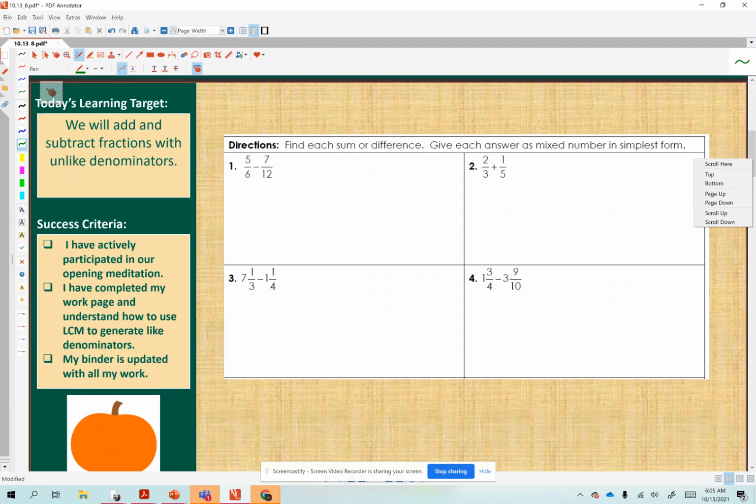So what I need is the LCM of 6 and 12. So I do know that 6 is a factor of 12. So if 6 is a factor of 12, that means that 12 would be the least common multiple, excuse me, not denominator, least common multiple of 6 and 12. So that means I need to find an equivalent fraction for 5/6 that has a denominator of 12.